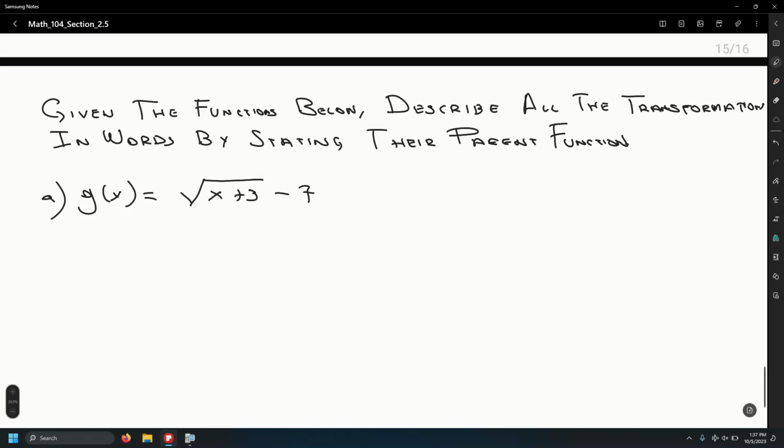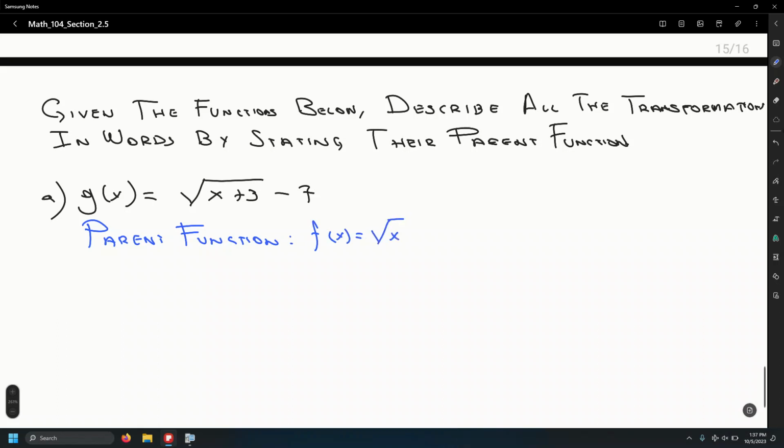Let's see what transformations we have. However, first of all, what's the parent function? F of x is equal to the square root of x. Parent function, f of x equals the square root of x.